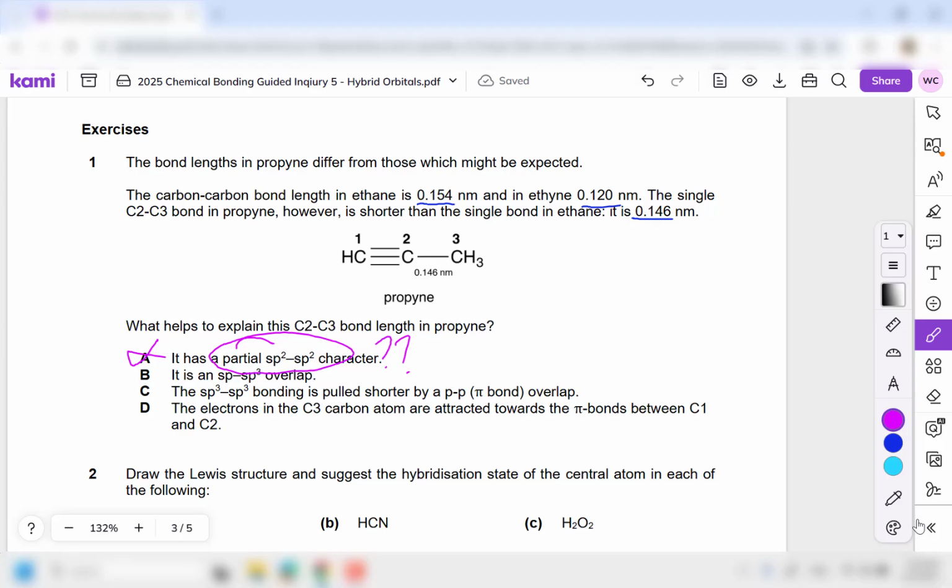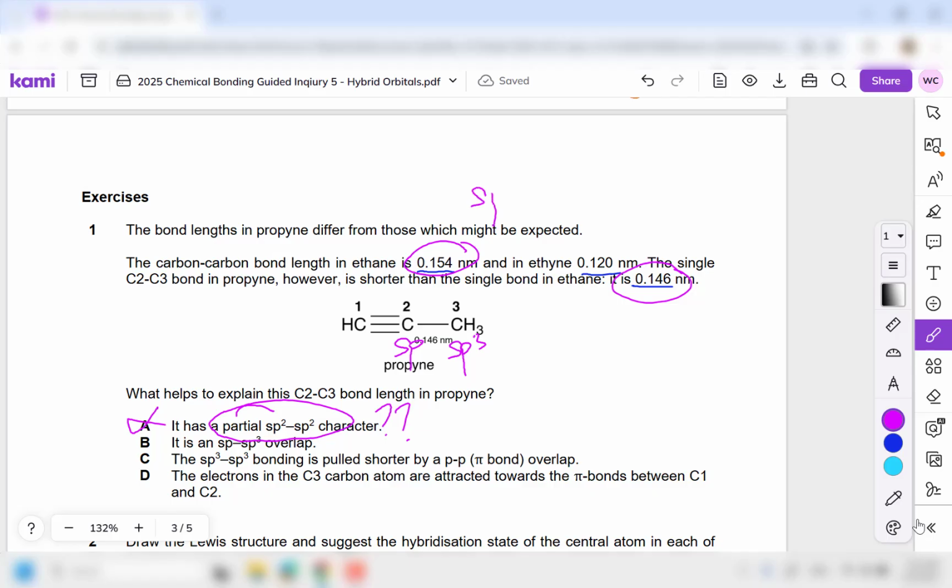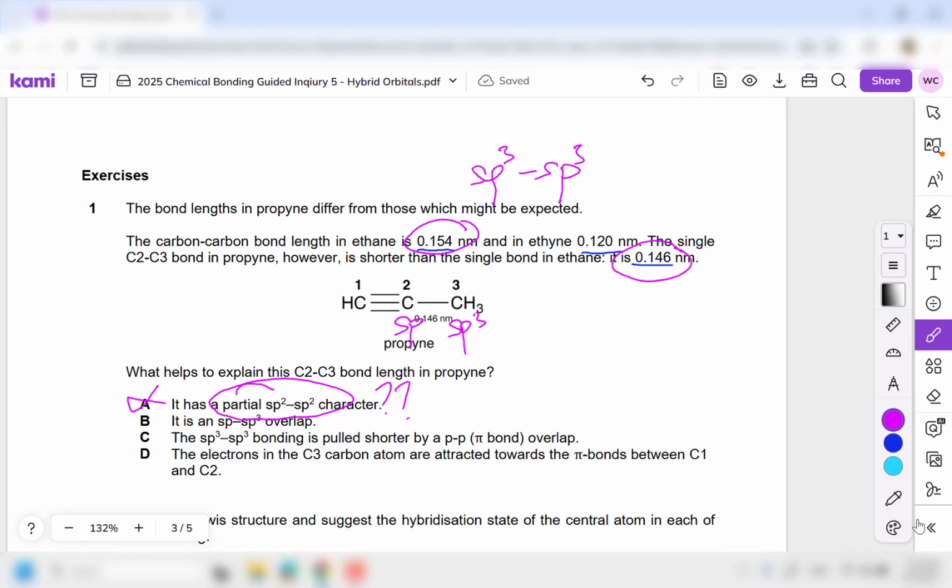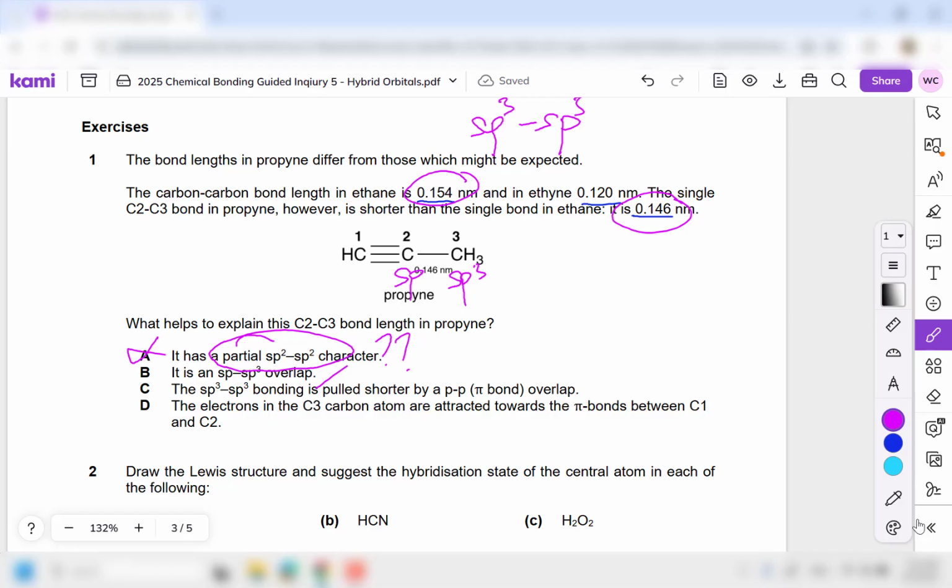Is it true? The answer is yes, because this is sp hybridized and this is sp3. But this does not help you explain why it is shorter than a typical single bond in ethane, because a typical single bond in ethane is sp3-sp3. Correct? So this is sp-sp3, which seems to be a bit shorter, maybe 10% shorter than sp3-sp3. Why is that the case? So possibly it's the answer, but we need to explore the rest of the options.